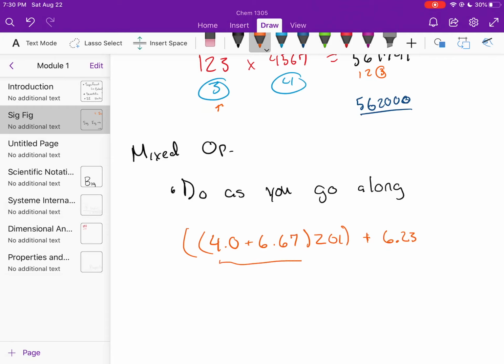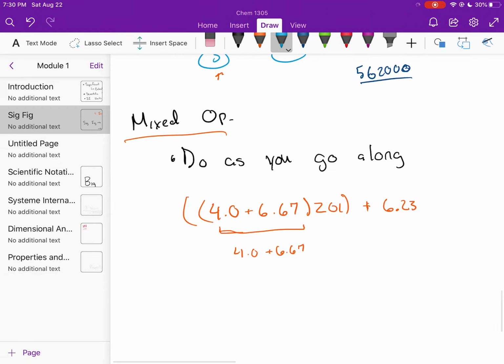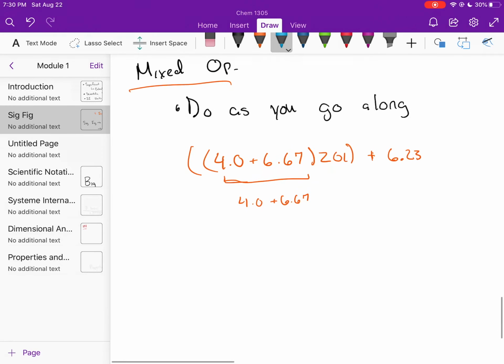So first, we do this. What is our answer when you do 4.0 plus 6.67? If you're able to do mixed operations, that means you have a really good handle on this whole situation. If not, that'll be your test to see if you really mastered significant figures. So this would be 10.67, and I'm sorry if you can hear my dog in the background. But since we're only going to one significant figure after the decimal point, this becomes 10.7 times 201. Everybody understand how I did that?